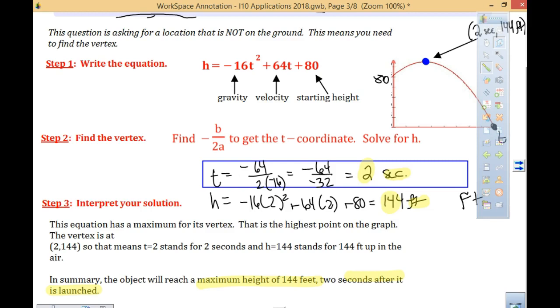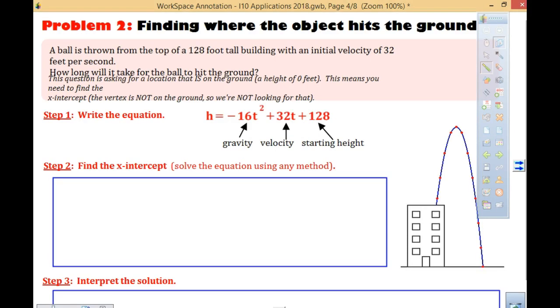Now, top of the next page, we're going to talk about when it hits the ground. Okay? Different problem, we're setting up a different situation on the top of that next page. So, as you are looking at that one, anyone want to volunteer and read our situation for us? A ball was thrown from the top of a 128-foot tall building with an initial velocity of 32 feet per second. How long will it take for the ball to hit the ground? So we want to know our time, right? We don't want to know the vertex.